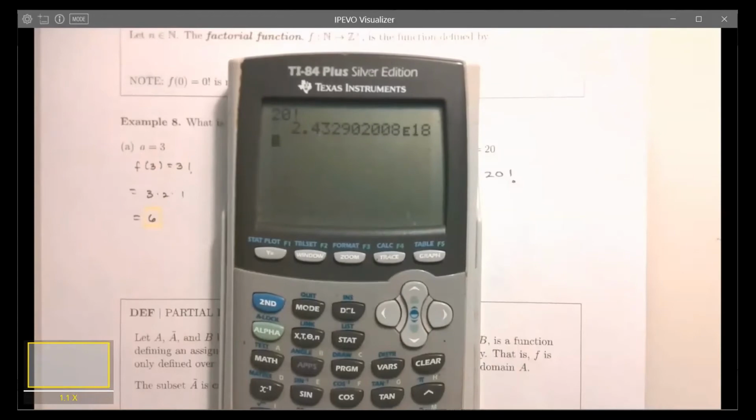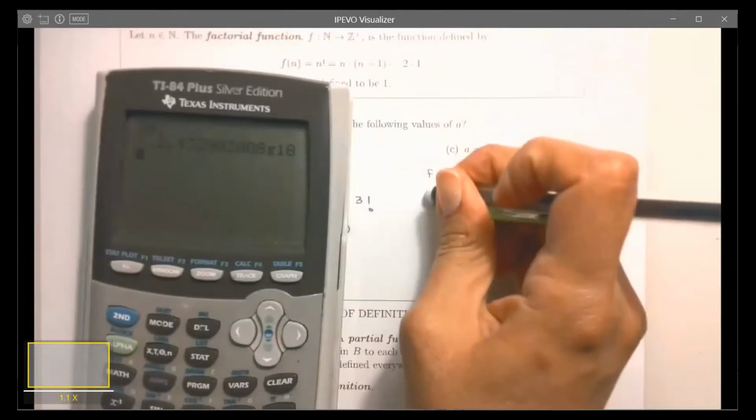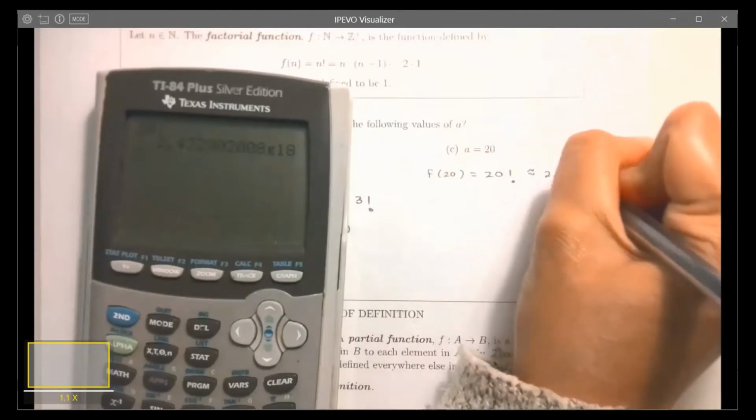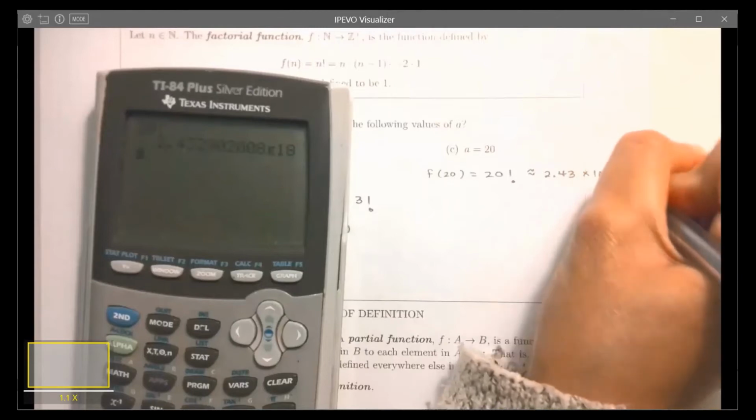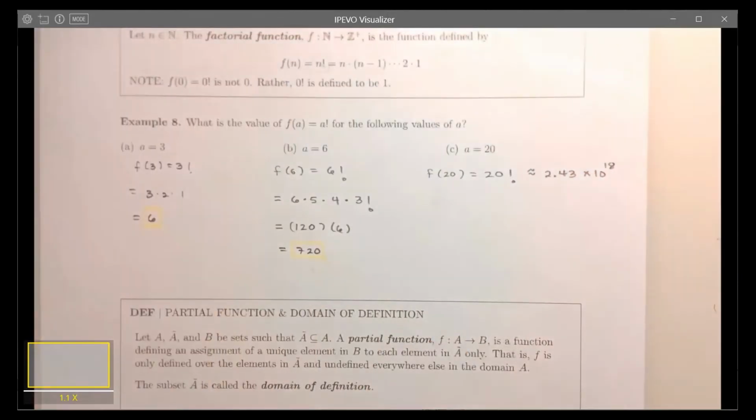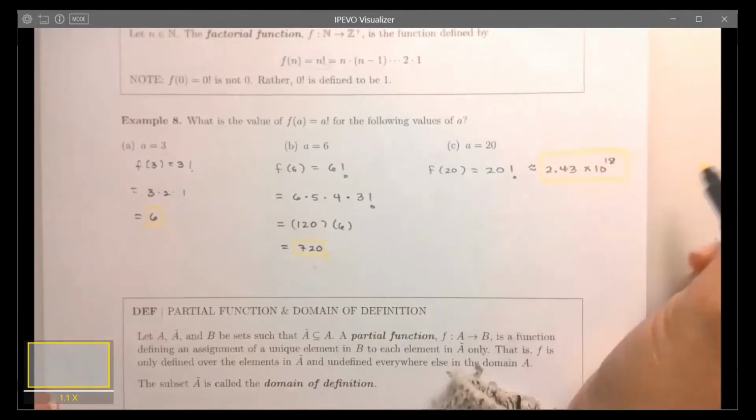And it's telling me it's something like 2.4329 times 10 to the 18. So it's a very large number. I'm going to approximate it here instead of writing what it actually is. I'm going to say it's approximately 2.43 times 10 to the 18. The factorial is actually a function that grows quite quickly.